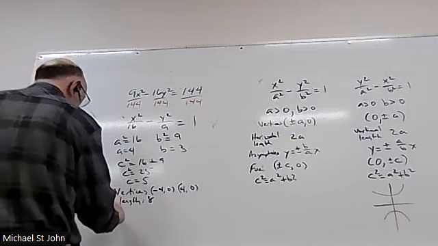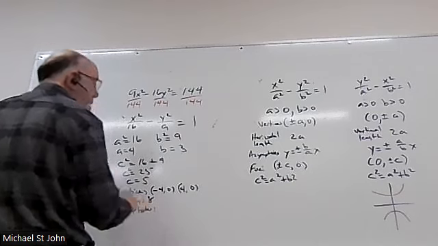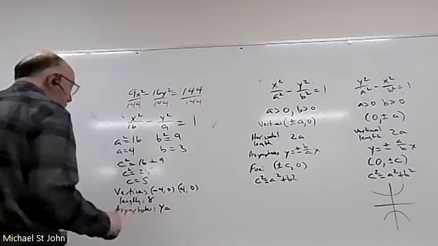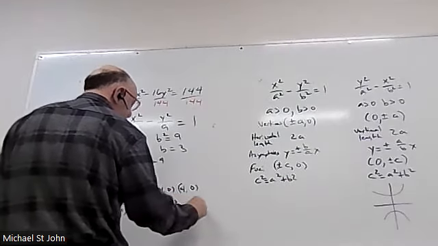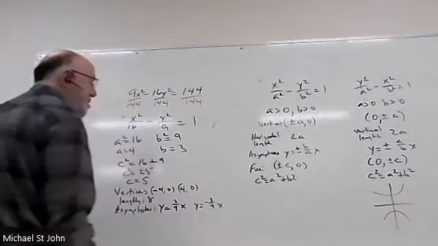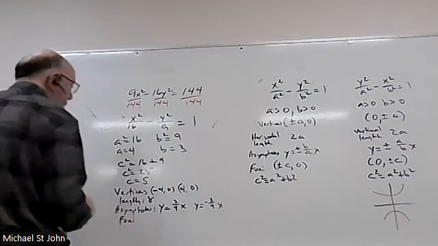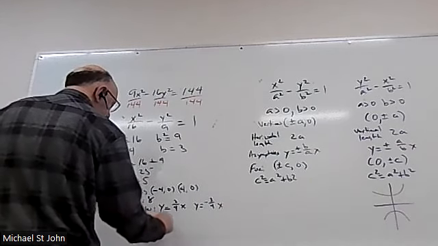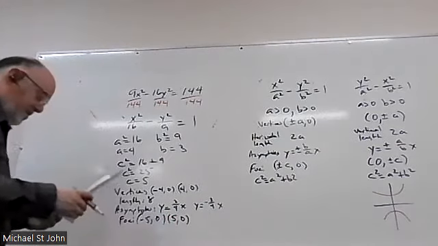The asymptotes are going to be, one is going to be y equals 3/4 x, and the other one will be y equals minus 3/4 x. The foci are in terms of c, so minus 5, 0, and 5, 0.